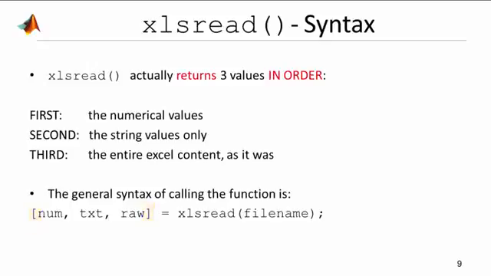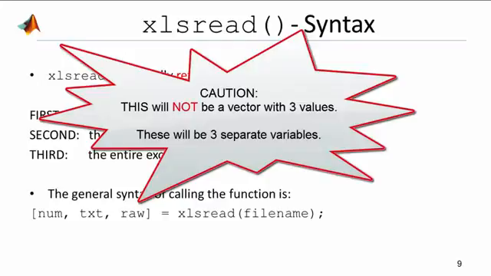If you look at the documentation, this is how it will be presented to you. Though we are using square brackets, it has nothing to do with vectors. This is the notation that we have to use to collect more than one return value. But we are creating 3 separate variables.